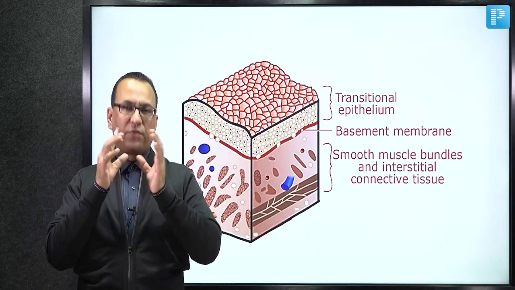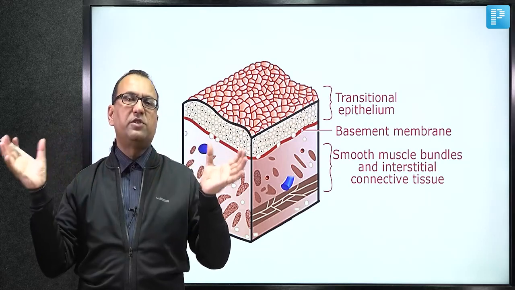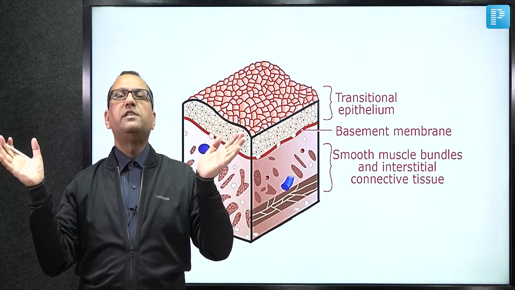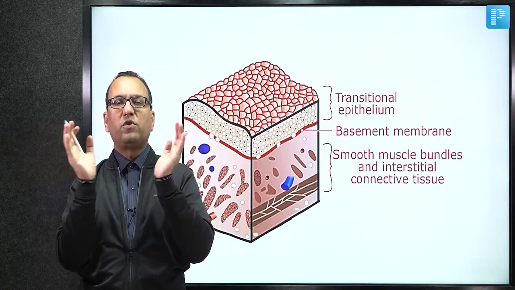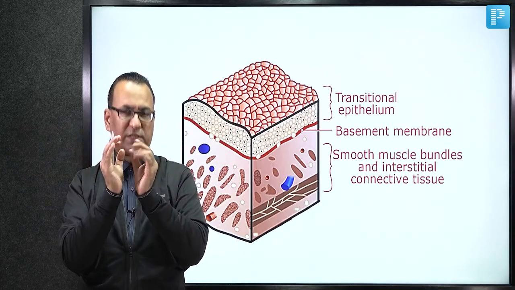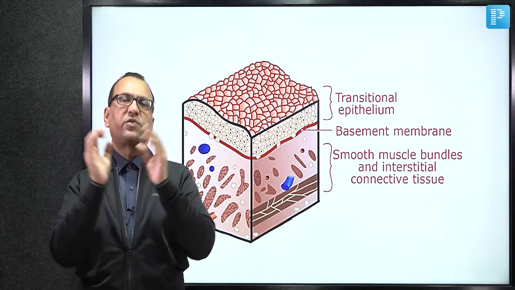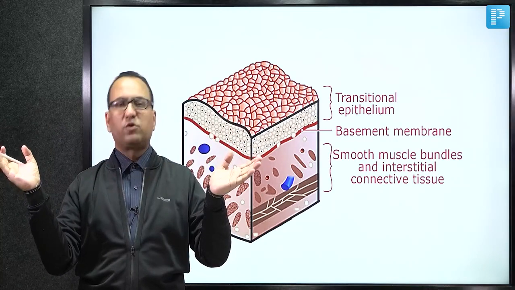If you have a lot of urine in the urinary bladder, then the epithelium is stretching and it becomes 3 to 4 layers thick. But as the urine is evacuated and there is no more urine in the urinary bladder, that same 3-4 layer epithelium becomes 10 cell layers thick. So it can stretch whenever there is a requirement to store the urine.